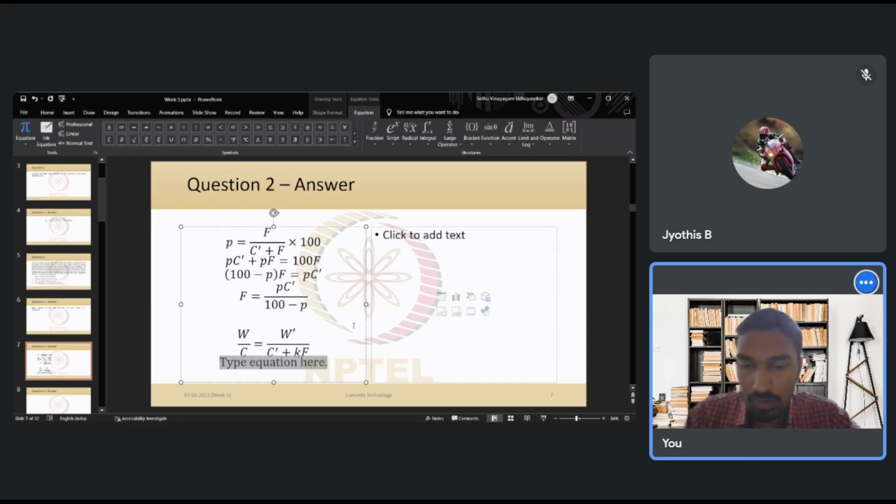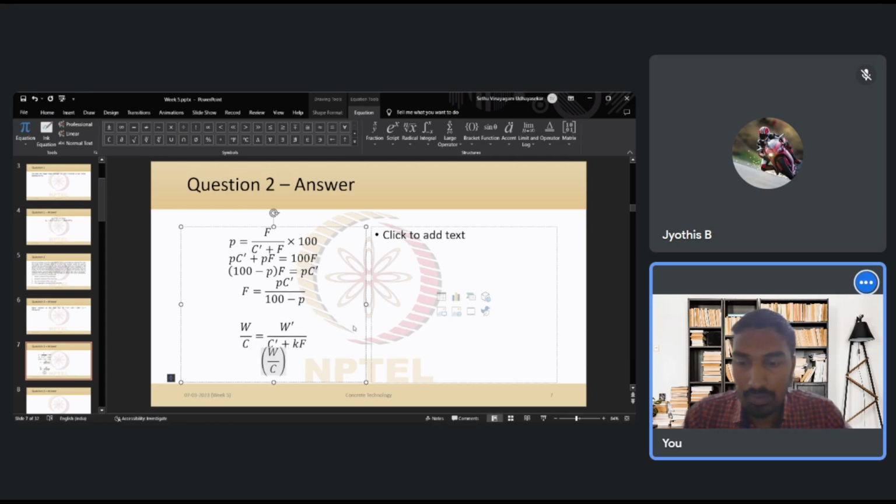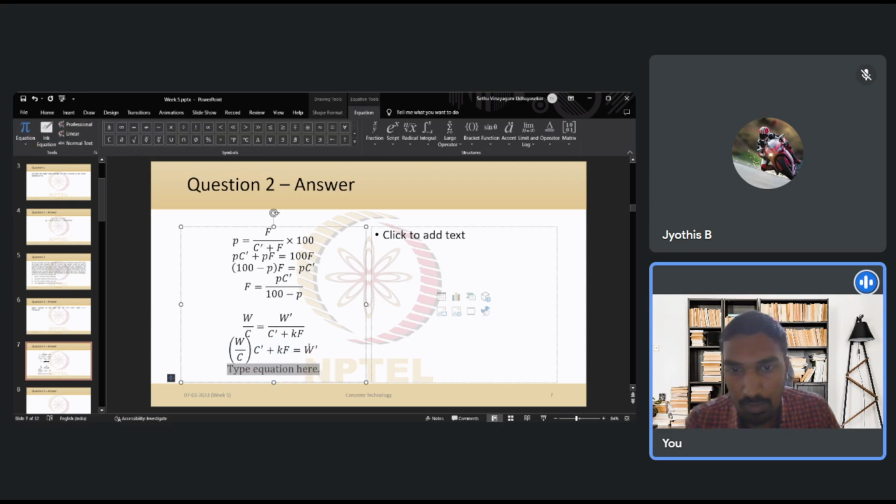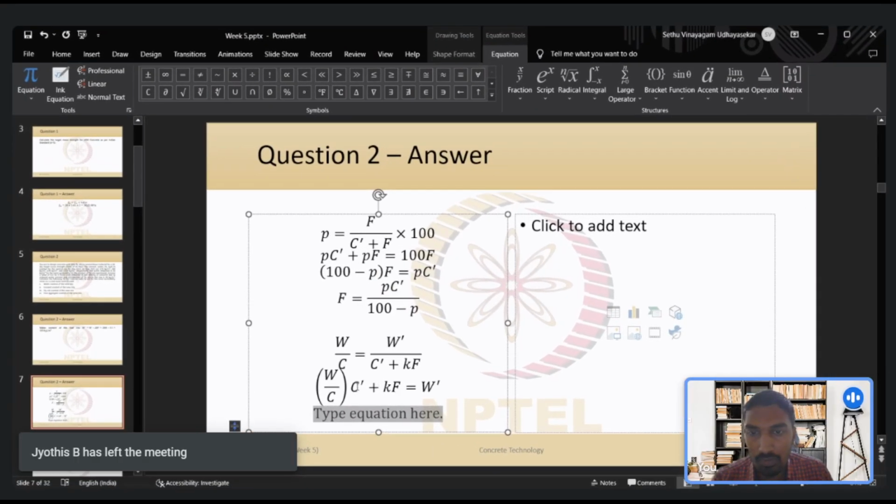Okay, so W by C times C prime plus K F is equal to W prime, right? So now here we have two unknowns actually. W prime we know, W by C also we know, K also we know. C prime and F both are unknowns, but we already have found an equation for F in terms of C prime, right? So we can use that here to find out what C prime is.